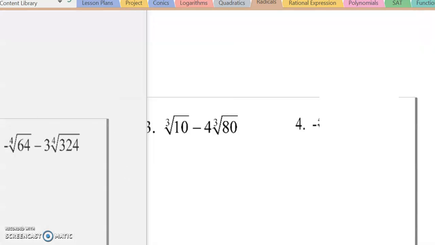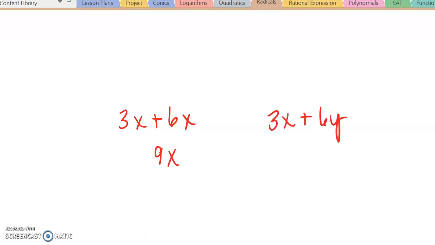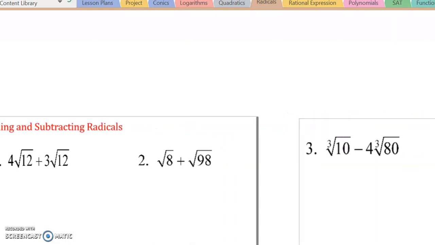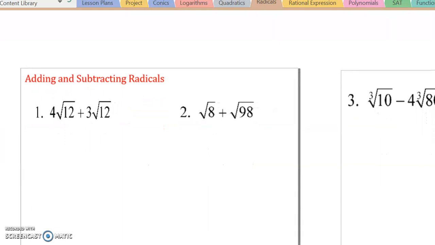If I take this all the way over here, for example, if you have 3x plus 6x, then we know we can combine like terms and make that 9x. But if you have 3x plus 6y, I hope you recall that you cannot make that 9xy. Variables represent different amounts, therefore we cannot combine those. Well, radicals really work the same exact way.